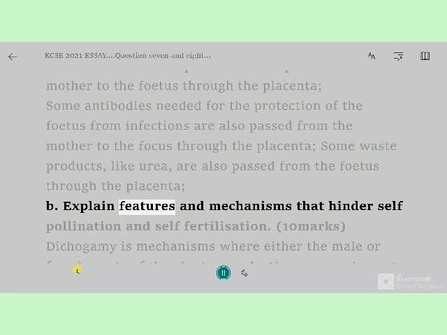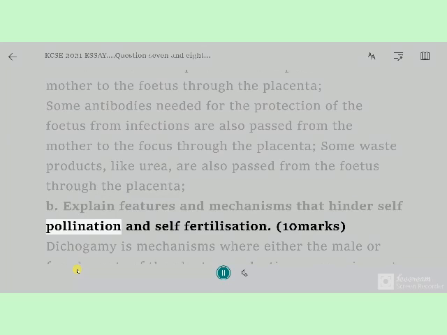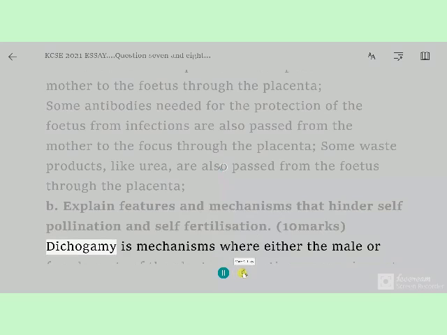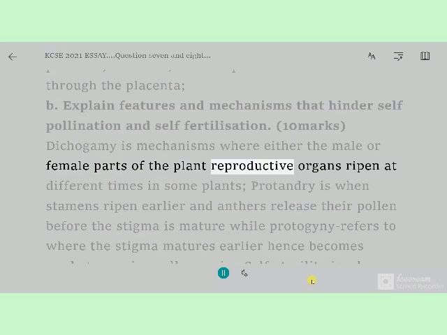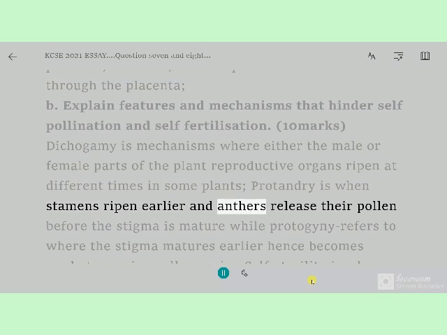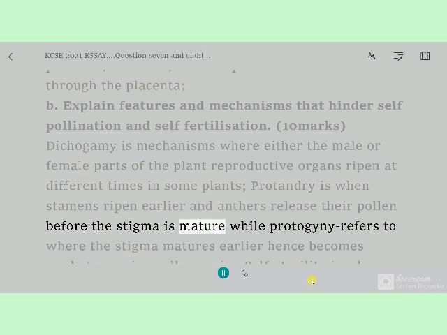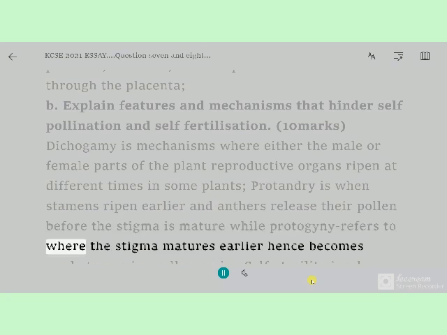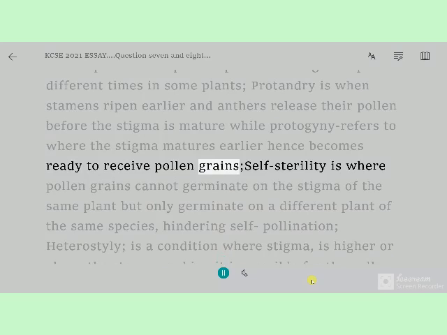B. Explain features and mechanisms that hinder self-pollination and self-fertilization. 10 marks. Dichogamy is a mechanism where either the male or female parts of the plant reproductive organs ripen at different times in some plants. Protandry is when stamens ripen earlier and anthers release their pollen before the stigma is mature, while protogyny refers to where the stigma matures earlier, hence becomes ready to receive pollen grains.